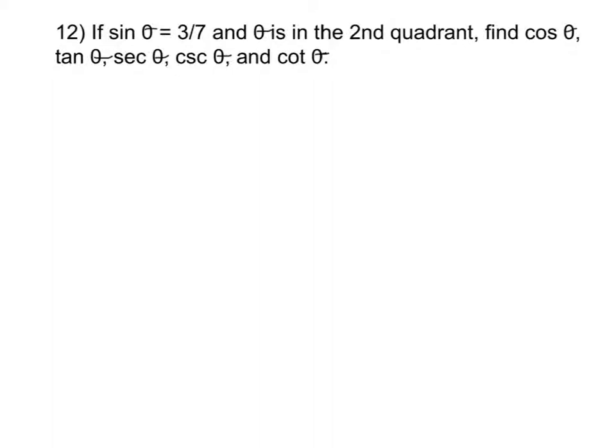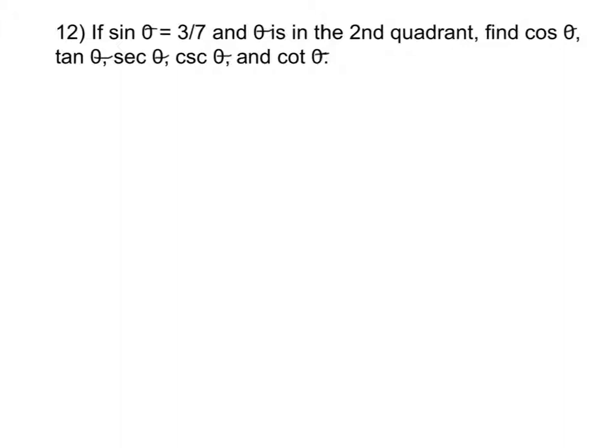In this problem, we're given that the sine of theta is equal to 3/7, and we know that theta is in the second quadrant, and we're asked to find all of the other trigonometric values. We'd like to find these answers all in exact form, and we can do that by using a couple of identities and relationships and definitions.